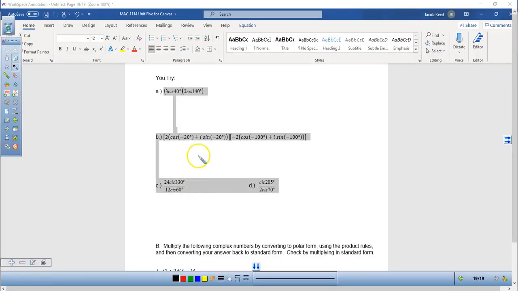For B, what I've found is I went ahead and converted them. This is 2cis -20. And this is -2cis -100. And then I did our trick of multiply, add.